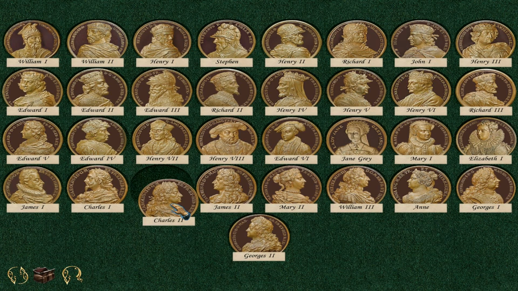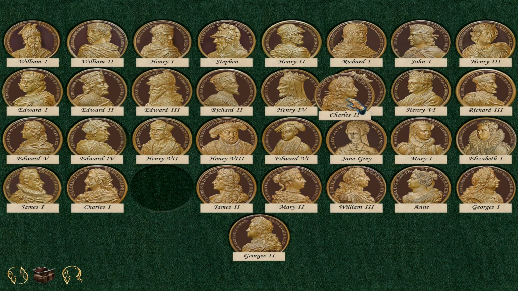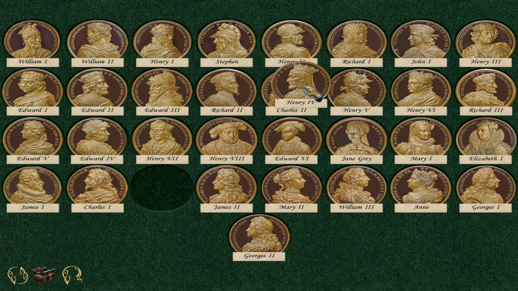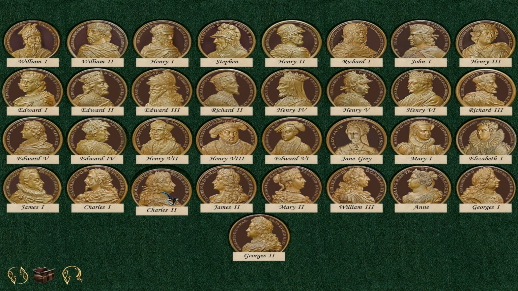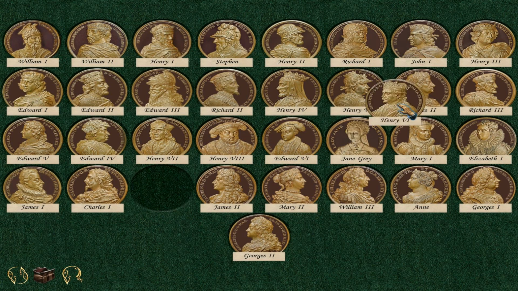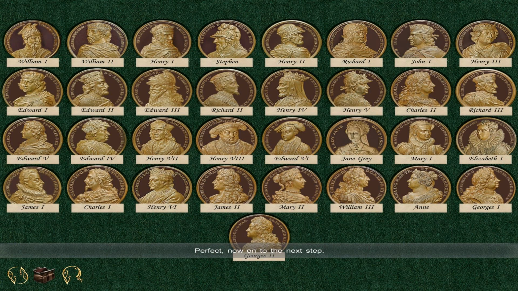So we want to swap Charles II with one of the Henrys, I think, is what we're doing. So there's James I and John. That's 2. +3, he says. But no reply. Henry IV. No. I mean, if I go Henry III, it'll just laugh at me, won't it? Right, Henry VI. Perfect. Now on to the next step.